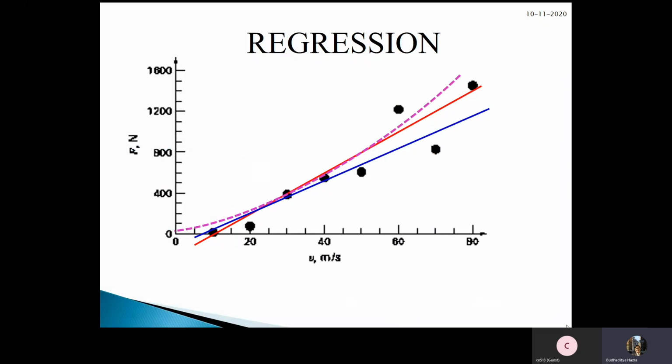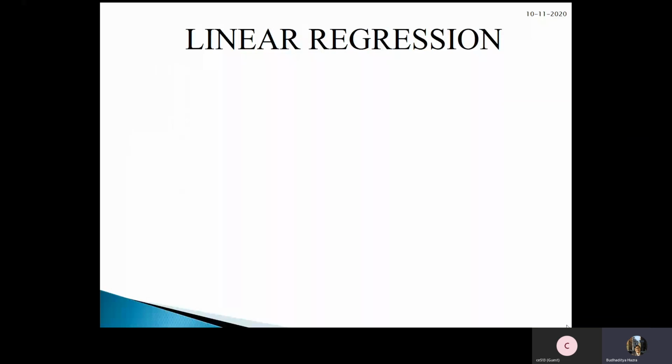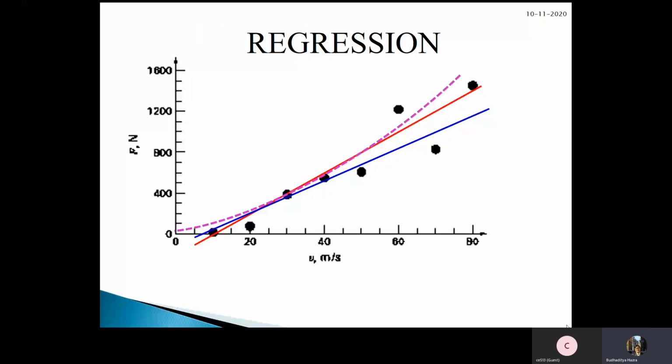So as you can see, the number of choices is infinite. But then the question is, which one to choose and how do we choose? So the whole idea is we choose the curve which satisfies the least square error condition, or which minimizes the least square error, or the square error of the observations.